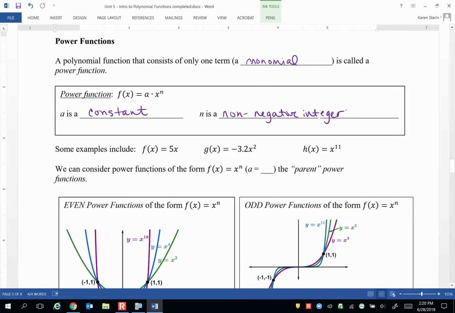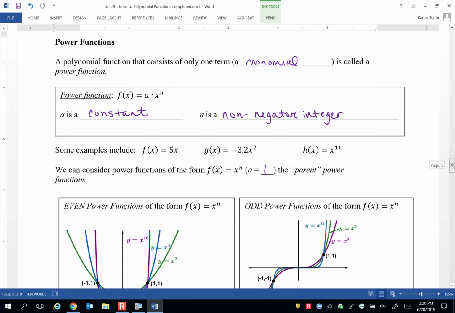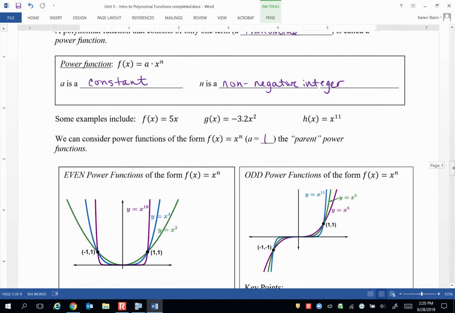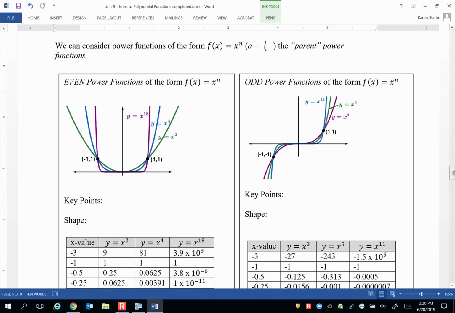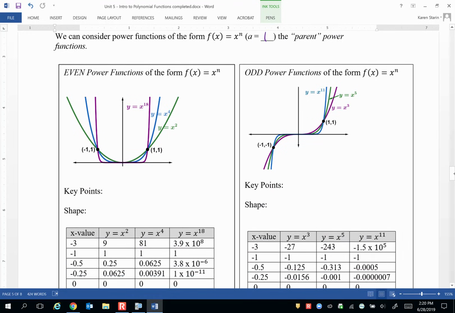So some examples are f of x equals 5x, g of x equals negative 3.2x squared, or h of x equals x to the 11th. Those are all power functions. So we can consider power functions of the form x to the n where a equals 1, kind of like the parent power function. And we just have two groups then to look at. We can have even power functions or odd power functions. They have some differences and they have some similarities.